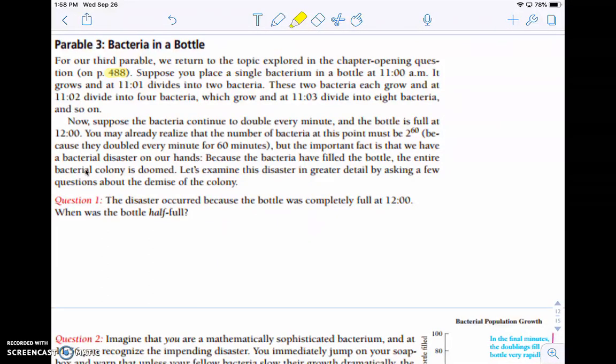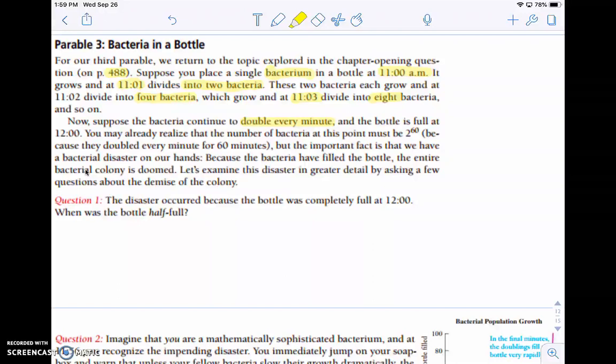Suppose that you put a single bacterium in a bottle at 11 a.m., and it grows, and at 11:01 divides into 2 bacteria. Then a minute later, at 11:02, it divides into 4 bacteria, and at 11:03 it divides into 8 bacteria, and so on. Now we're going to suppose that the bacteria continues to double every minute.